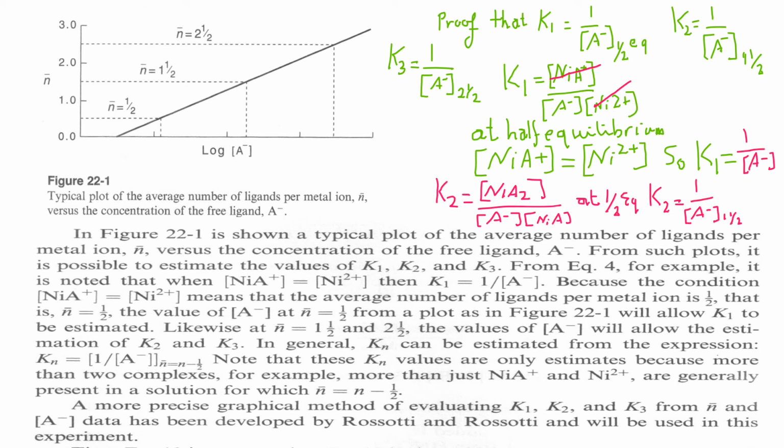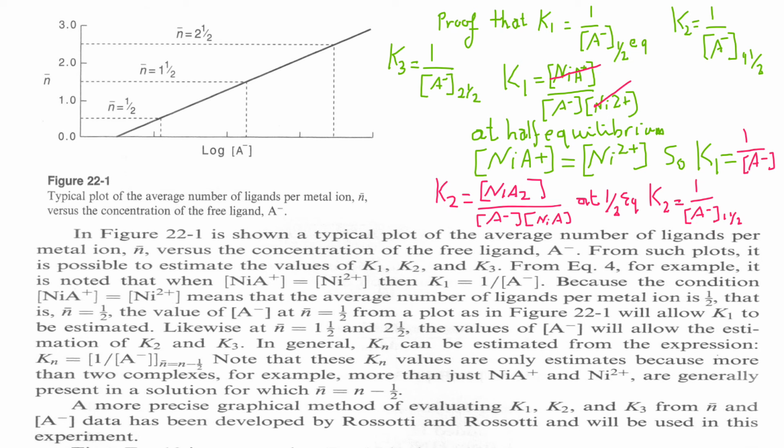Now, K2, in the same manner, at 1.5 equilibrium, NiA2 equals NiA, and they cancel with each other, and K2 equals 1 over A minus at 1.5 equilibrium. So at N bar 1.5, we take the value 1.5, and on the straight line, we find log A minus. Then the anti-log, you find A minus, and K2 equals 1 over A minus.